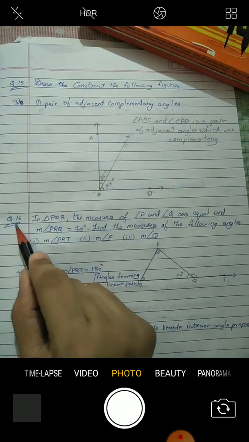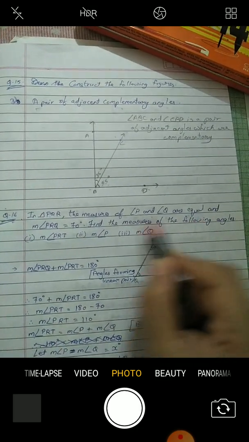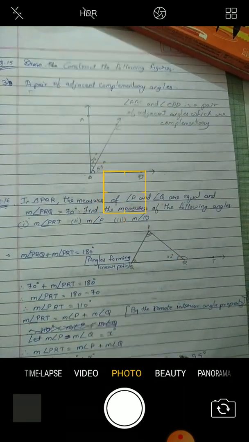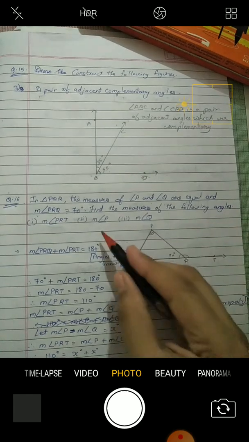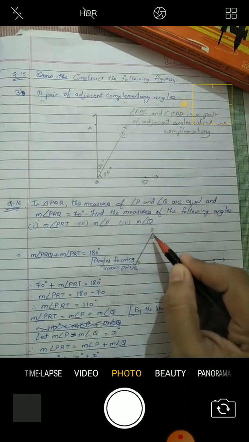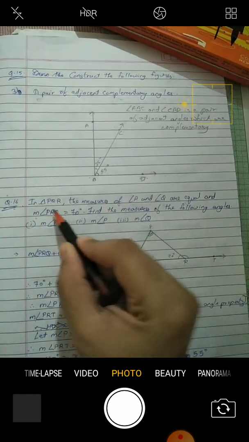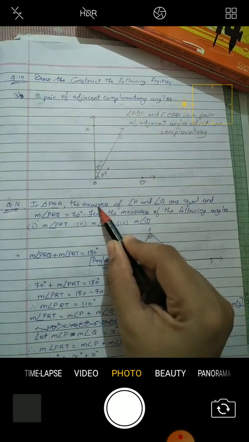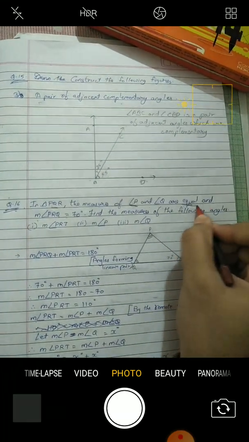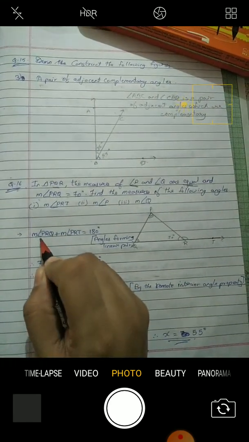Okay. Question number 16. In triangle PQR, the measures of angle P and Q are equal and measure of angle PRQ equal to 70 degree. Find the measures of the following angles: measure of angle PRT, angle P and angle Q. Here in triangle PQR, the measures of angle P and Q are equal. So the drawing is already given.